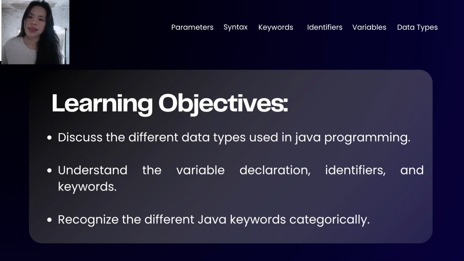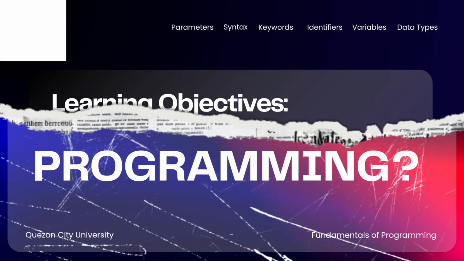So our learning objectives for today are to discuss the different data types using Java programming, as well as to understand the variable declaration, identifiers, and keywords. And lastly, to recognize the different Java keywords categorically.